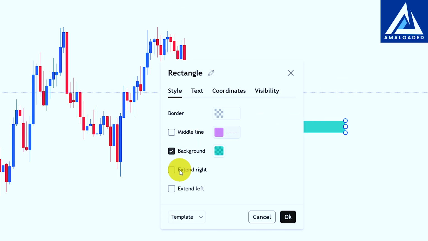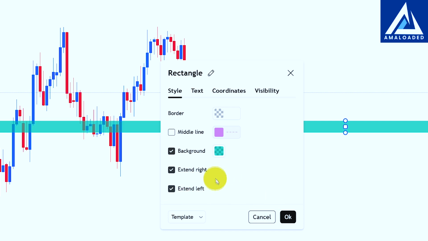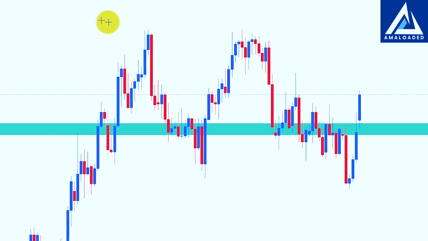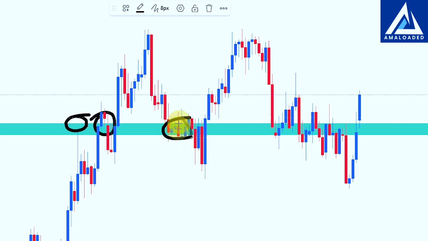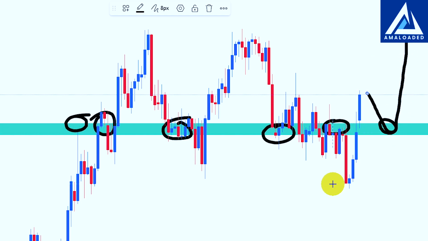So let's expand our rectangle tool by double clicking, come to style, click extend right, extend left, so that we can check the historical data. Price reacted here, here, here, here, and here. If the price action retests this key zone, there is a tendency for price action to buy to the upper side.